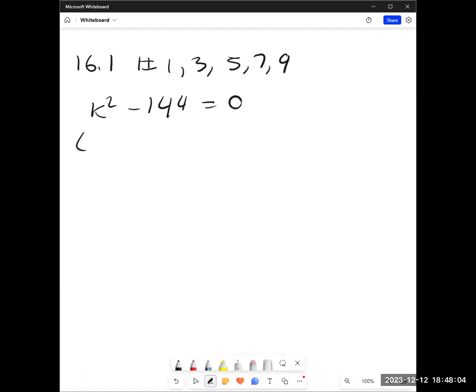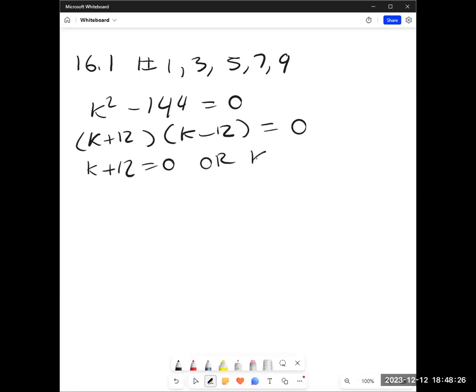This is one of those difference of squares situations that I was talking about. It does tell us to solve by factoring, so that's why I'm not adding 144 to both sides and using the square root property that we may have used before. So I'm going to set each factor equal to 0. Subtract 12 from both sides. Add 12 to both sides here.